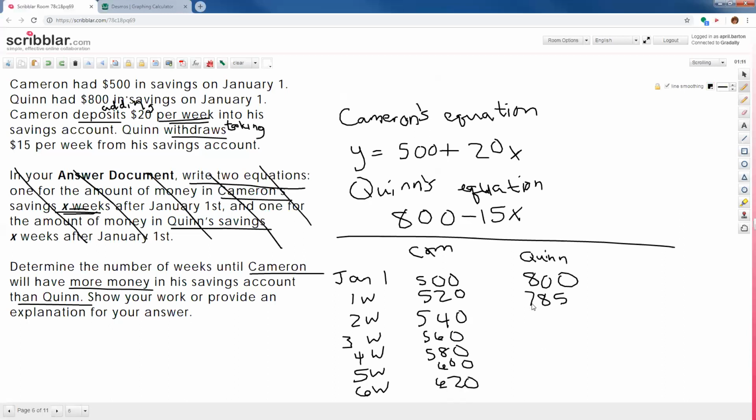Quinn subtracts $15 every week. I'm going to subtract $15. Let's see, 60, 55, 40, 30, 25, 10. So we're getting closer, but not quite yet. We want to know the moment Cam has more than Quinn.